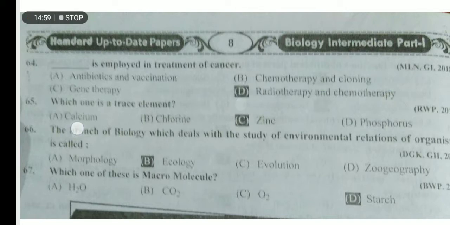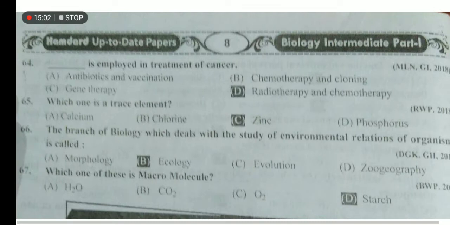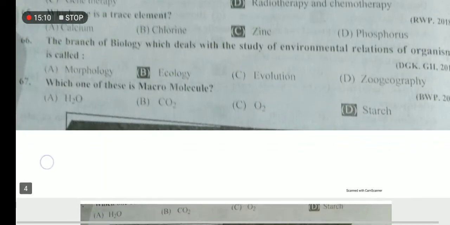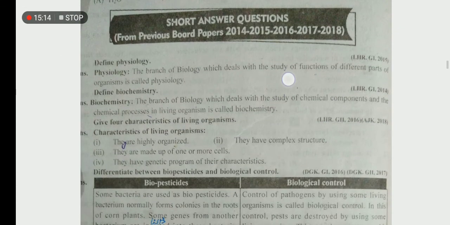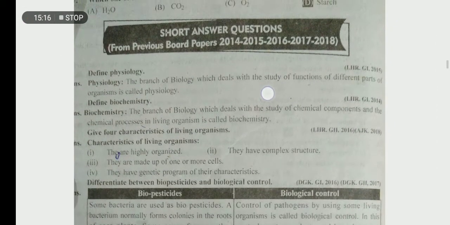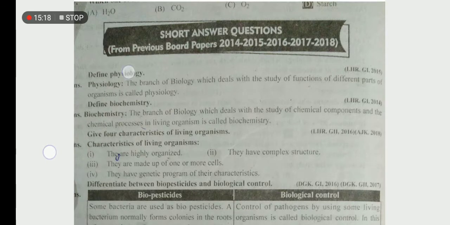Which one is a trace element? Zinc. The branch of biology which deals with the study of environmental relations of organisms is known as ecology. Which one of these is a macromolecule? Starch is a macromolecule. Now we are moving toward the short answers. Define physiology. Physiology is actually the study of function. Biochemistry is the study of chemical components.